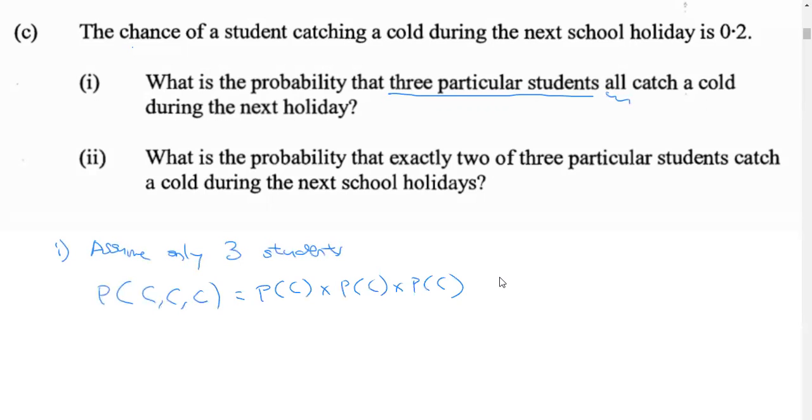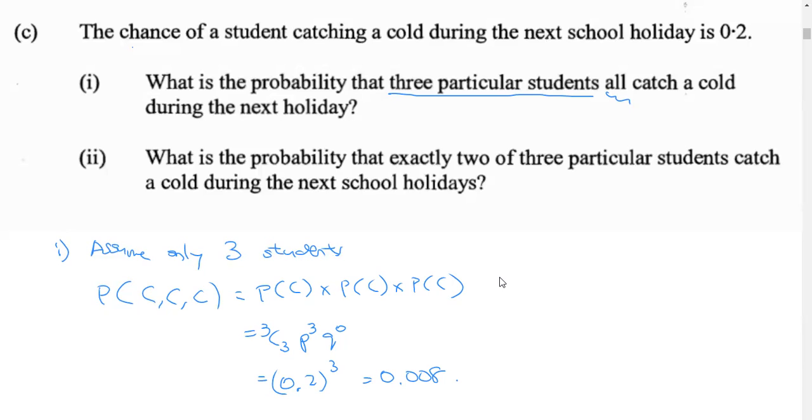Formally, it's going to be 3C3, P cubed, Q to the 0, but very clearly, I think we can see that it's 0.2 cubed, which is 0.008. So that's going to be the answer to part 1.